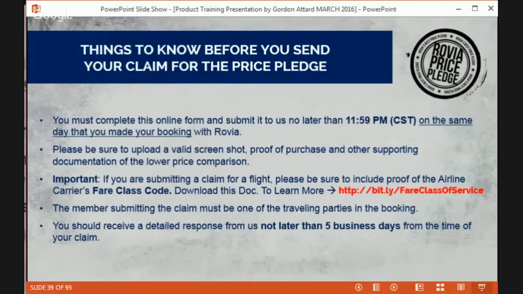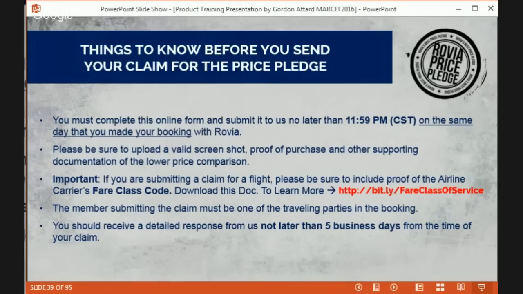So please be sure to upload a valid screenshot, proof of purchase, and other supporting documentation of the lower price comparison. So this is literally important. For example, there are many websites out there, you need to go to the last step. Don't just make research and it gives you a cheaper price. Just click on it as if you're going to book it. Obviously, don't continue to book it. But why? Because most websites show you a price, and then they add the taxes and other fees, and sometimes it goes up much more. So make sure you do that. This is why it's written here.